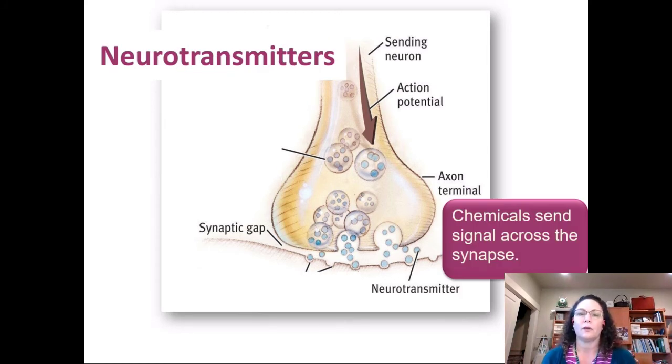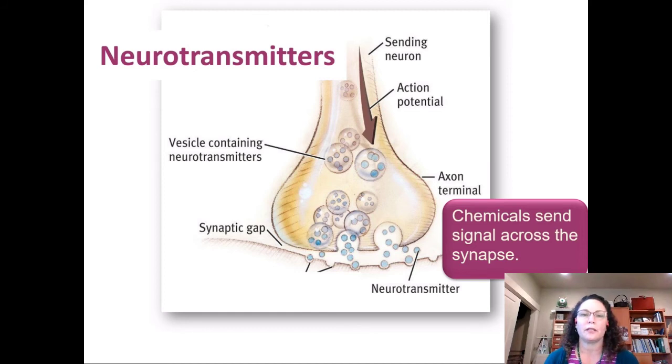So those chemicals that cross the synapse are called neurotransmitters. You've probably heard of neurotransmitters before, so I'm not going to belabor what it's called and why it's called that. It's the little chemical messenger that's going to send the signal from the sending cell to the neighboring cell. That's the way that we can jump that synapse.